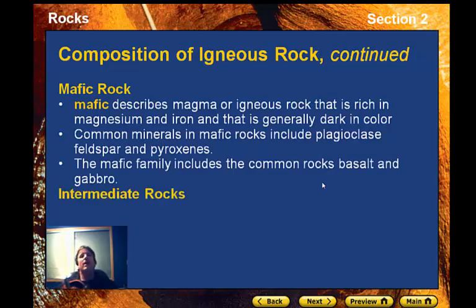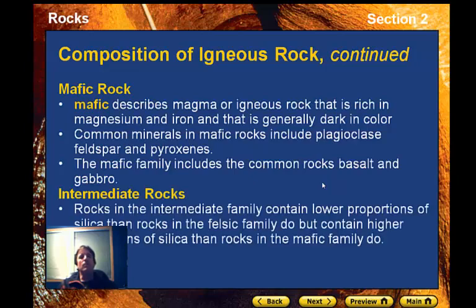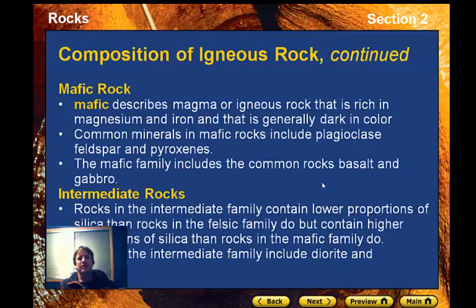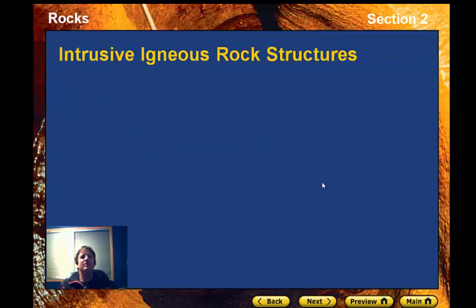Finally, intermediate rocks, of course, there's always one in the middle, and these are rocks that have a lower proportion of silica, but they don't have enough higher proportion of the other minerals to be in the other one either, so they're just hanging out in the middle. You get diorite and andesite for those. That went pretty fast, so I'll put that up again. Diorite, andesite. Sorry, I said anzonite, andesite.